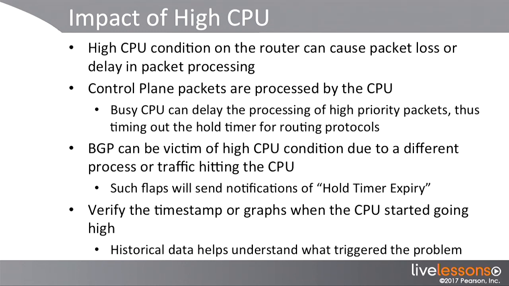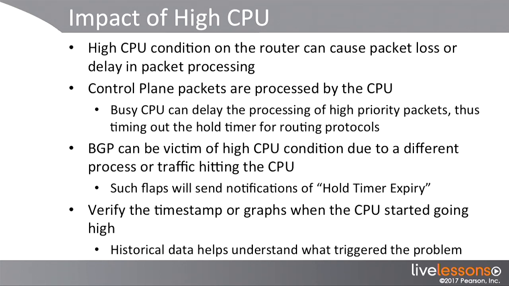You might want to apply different features to prevent the CPU from getting hit by different kinds of packets. If the packets are coming with TTL of 1, or if the packets are coming destined towards the router which they are not supposed to, you might want to block those packets. You might want to set rate limiters for such kinds of packets. You can do different things with it, but definitely high CPU can impact BGP sessions and can cause random flapping of the peering.